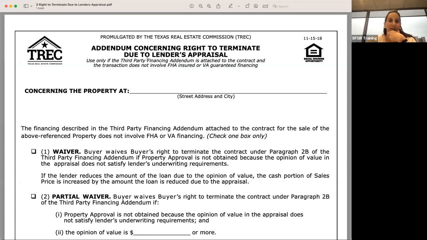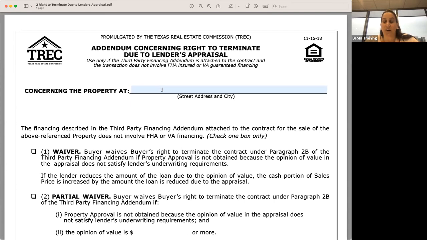So the next document we're going to talk about is the right to terminate due to lender's appraisal. So let me share this guy. I feel like this document, I've talked about it a million times and you guys are probably tired of it, but it's still a good conversation and a good document. Okay, so you put the property address in here.